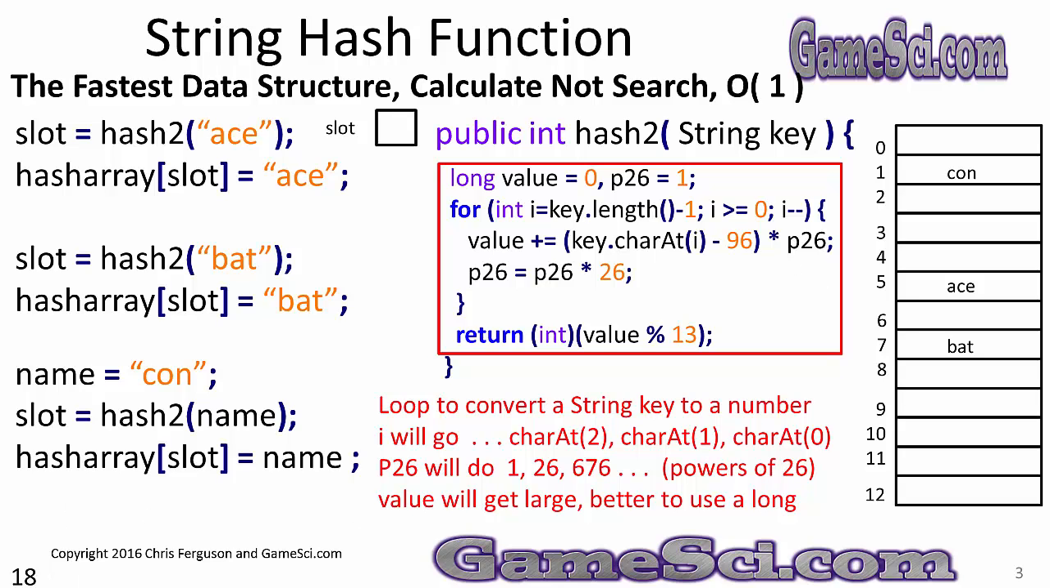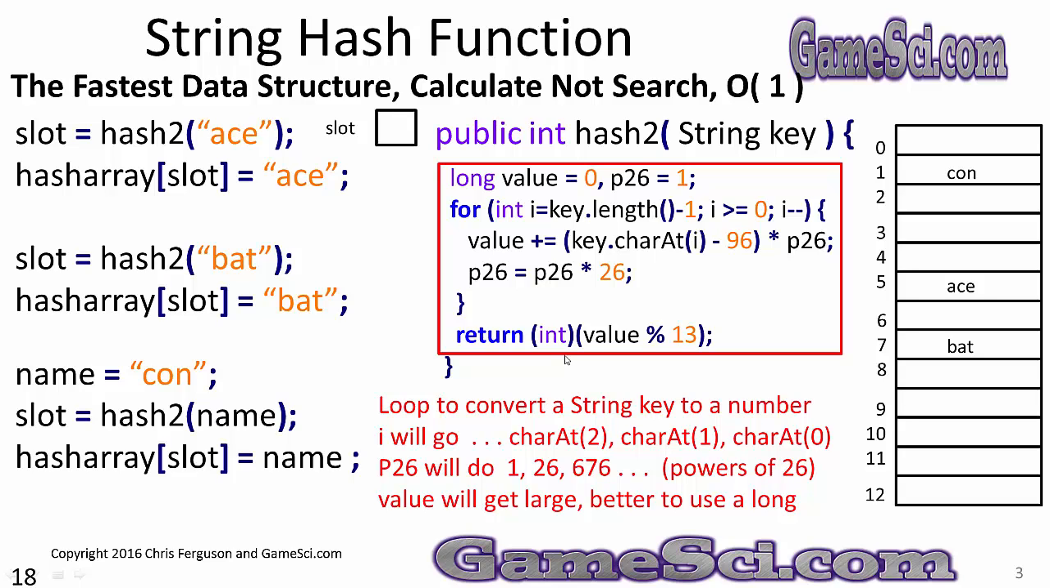Value could get large. If I send a large key to this, I'm going to multiply by 26 cubed, 26 to the 4th, 26 to the 5th. Value could get very large. That's the reason why I declared value to be a long. And then after I do my math, value modulus 13, I'll convert it back to an int. This int has to be less than 13, so it will not overflow.